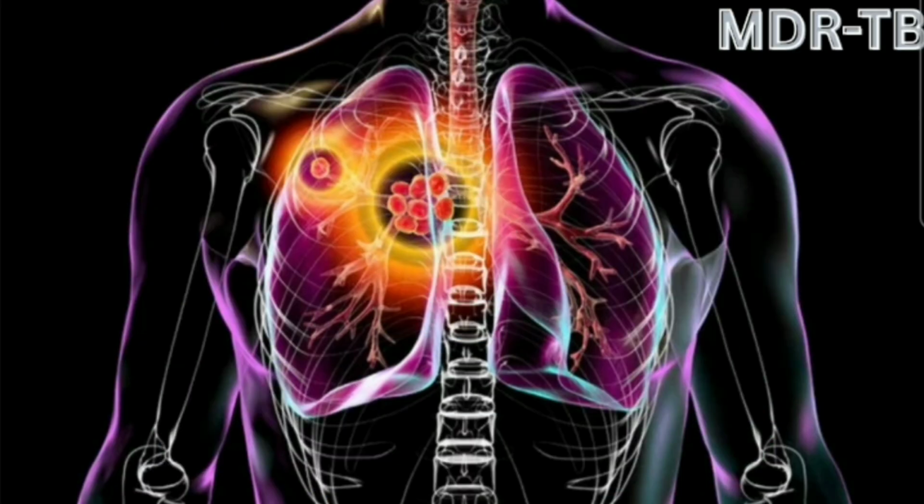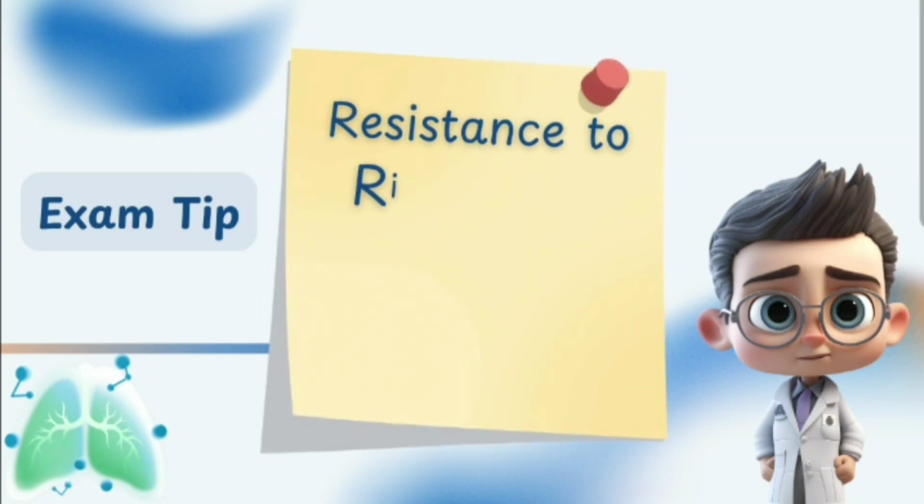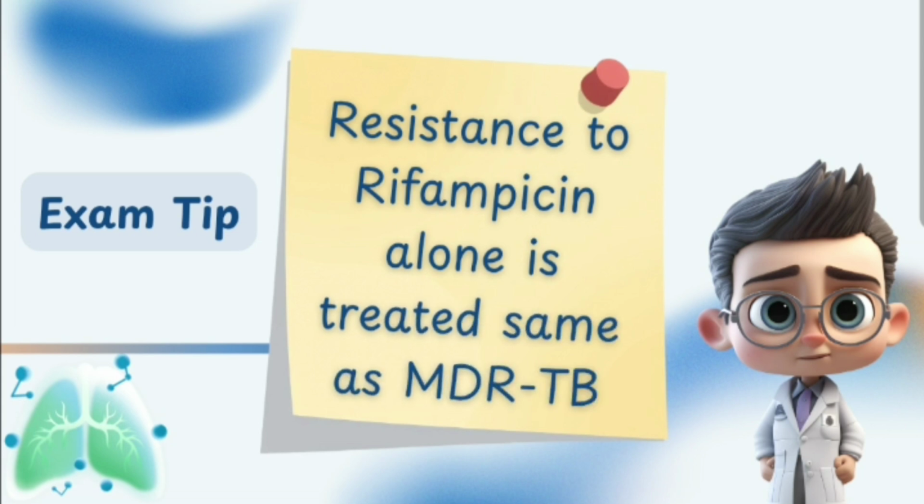First of all, let's know what MDR-TB is. MDR-TB, or multidrug-resistant TB, is defined as resistance to at least isoniazid and rifampicin, with or without resistance to other first-line drugs. An exam tip: resistance to rifampicin alone is treated the same as MDR-TB.